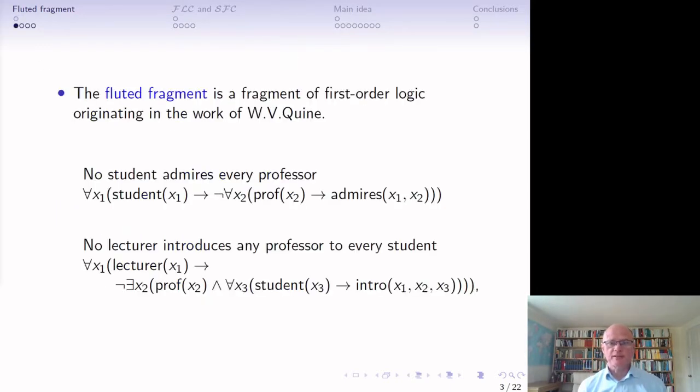The fluted fragment is actually quite old and dates back to the work of W.V. Quine in the 1960s. Very roughly, the idea is that variables are quantified in the order in which they appear as arguments of predicates. Here are some examples. So we see no student admires every professor, and no lecturer introduces any professor to every student. Just straightforward formulas of first-order logic.